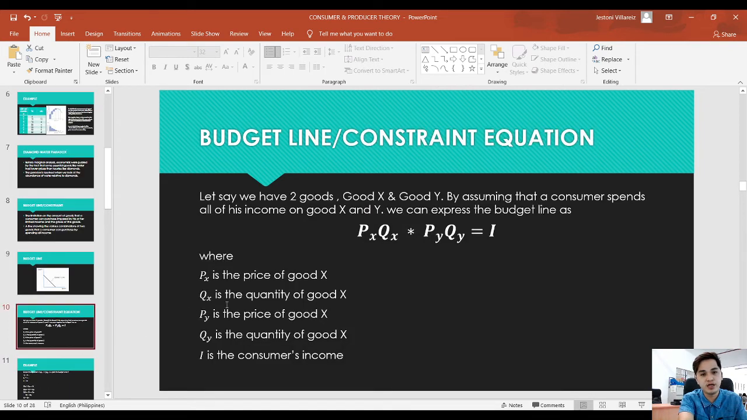Right, to understand it better, we can express our budget line in an equation. Again, let's say we have two goods, good X and good Y. Our budget line can be expressed as PX QX plus PY QY equals I, where PX is the price of good X, QX is the quantity of good X, PY is the price of good Y, and QY is the quantity of good Y, which equals your income or budget.